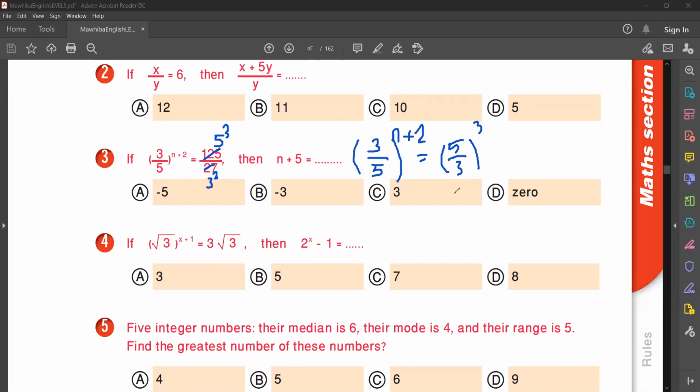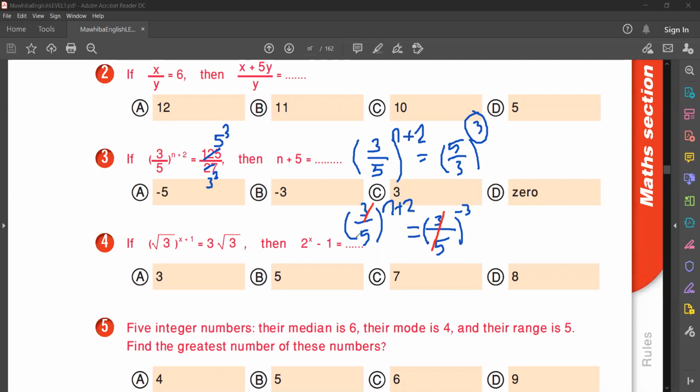So the bases must be the same. You change the denominator and numerator. Then you write 3 over 5 to the power n plus 2. Then you change here the denominator and numerator, so you put 5 in the denominator and 3 in the numerator, and you change the exponent. Here 3, you put minus 3. You change the sign. Now we have the same bases.